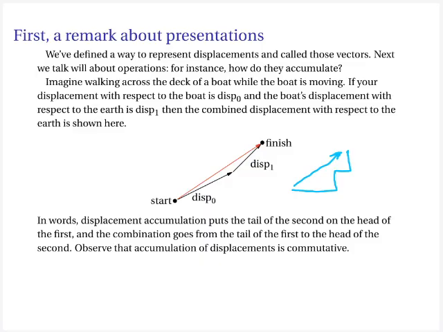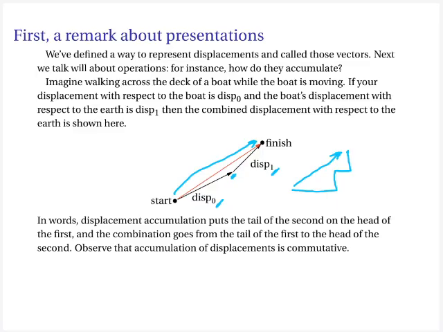Now that's what's pictured here. There's a displacement due to your walking and a displacement due to the boat, and the two combine in this way. Displacement accumulation puts the tail of the second on the head of the first, right there, and the combination goes from the tail of the first all the way up to the head of the second.